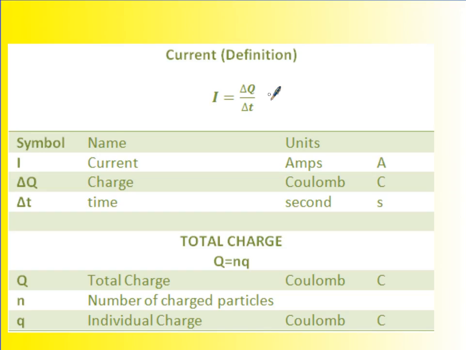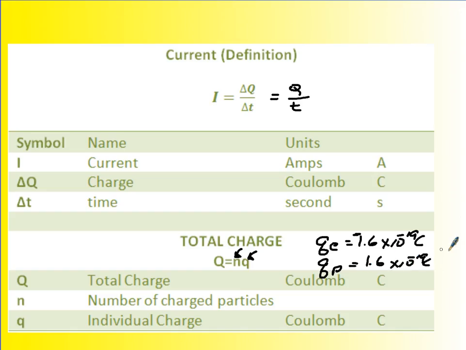So I may say that you have a certain amount of charge pass in a certain time. That's really the same thing. Now, if I'm looking for the total charge, say I have electrons going past, then the total charge is going to be the number of electrons times the charge on one electron. Remember, the charge on an electron is 1.6 times 10 to the negative 19 coulombs, and there's a negative sign there. Now, the charge on a proton is the exact same, but it's positive: 1.6 times 10 to the negative 19 coulombs.